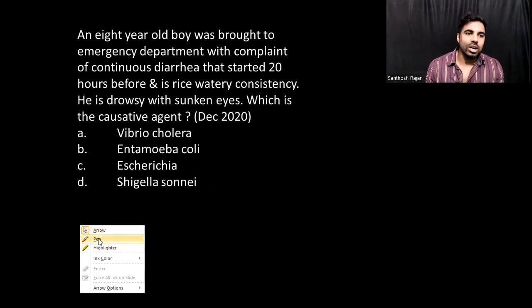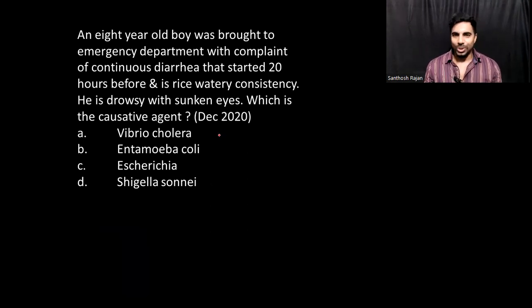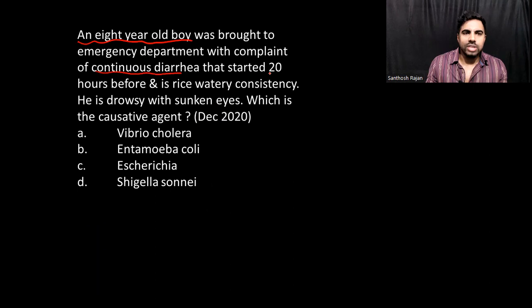So now, let's talk about this question. An 8-year-old boy is brought to the emergency department with continuous diarrhea. It started 20 hours before and it is rice watery. That's enough. Rice water means itself. Rice watery diarrhea means it's Vibrio cholera. And he's drowsy, because usually with severe rice water stool diarrhea the patient will go into shock. So the answer is Vibrio cholera.